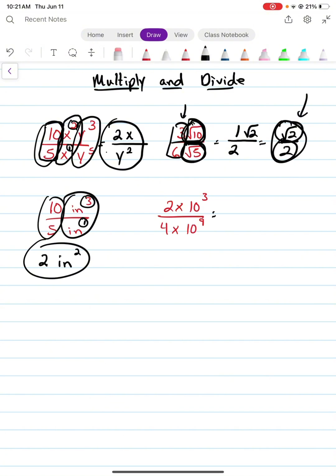Scientific notation works the exact same way. 2 divided by 4. Now we know that scientific notation we don't leave in fraction form, so I am going to actually divide this here. You could reduce it and get a half, or you can divide it and get 0.5.